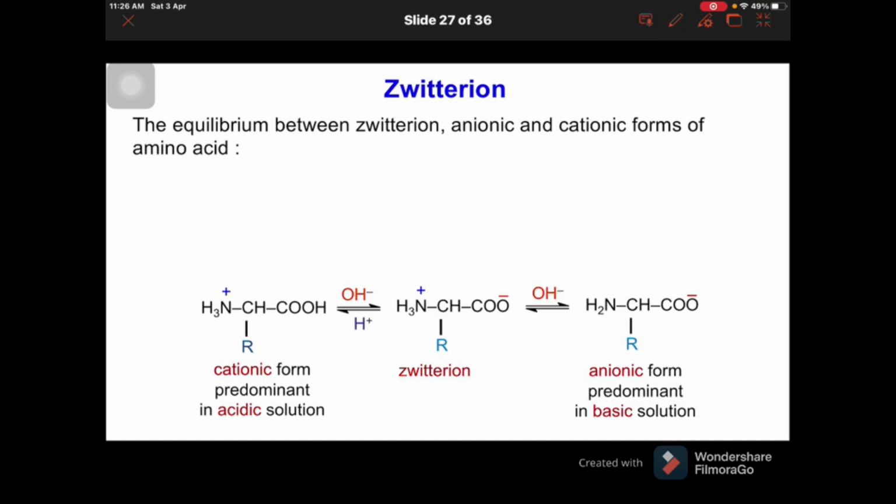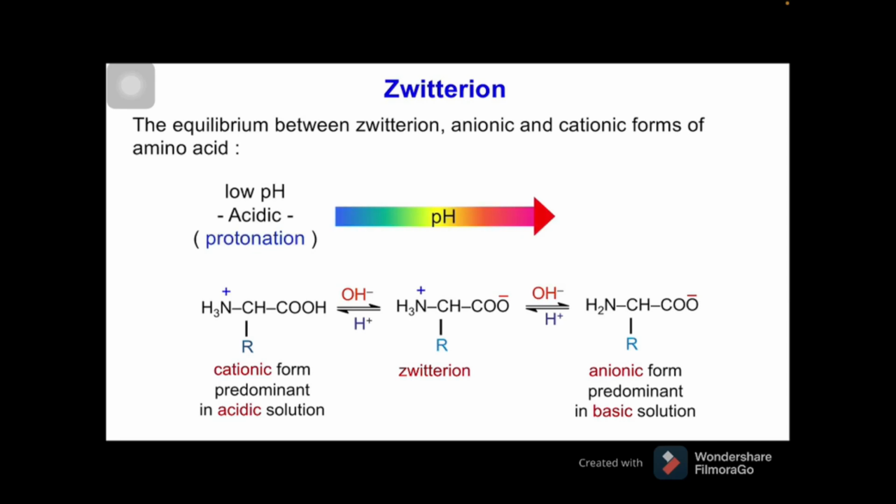Zwitterion: the equilibrium between the Zwitterion, anionic and cationic forms of amino acid. The cationic form is predominant in acidic solution. The anionic form is predominant in the basic solution. In low pH, the acidic medium, it will be protonation, and in high pH, the basic medium, it will be deprotonation.